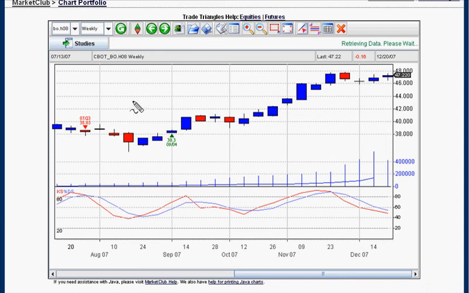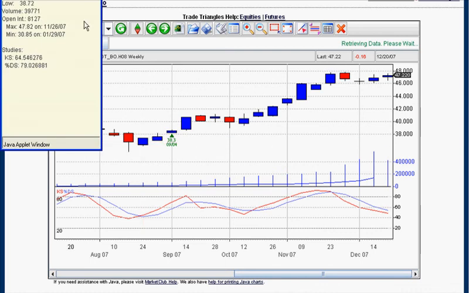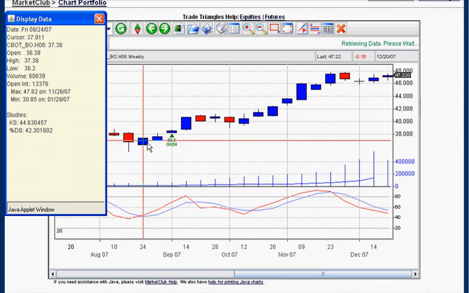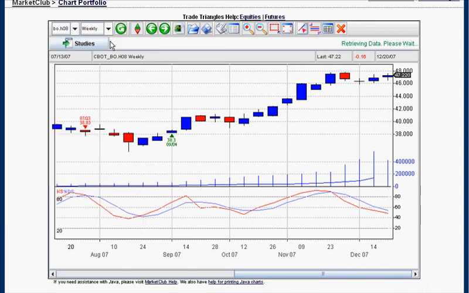Now looking at our slow stochastic, we can see that the actual cross came back here, which would have put us closer to, let me bring up my display data feature and bring down to the chart, probably the $36, $37 range. So you could have gotten in a lot sooner, in a lot better position than here.